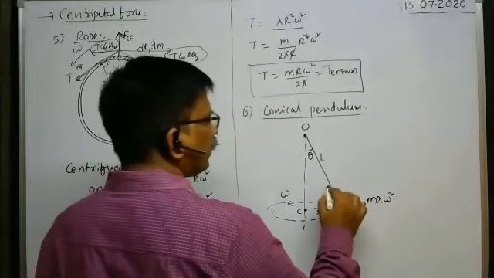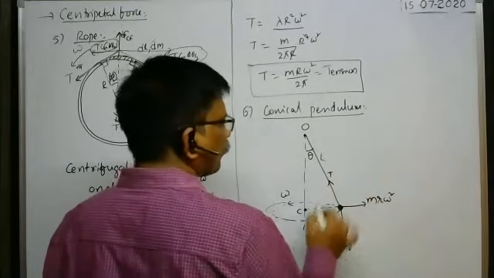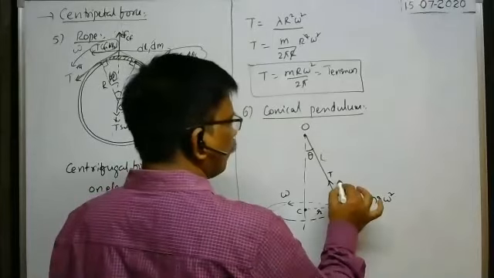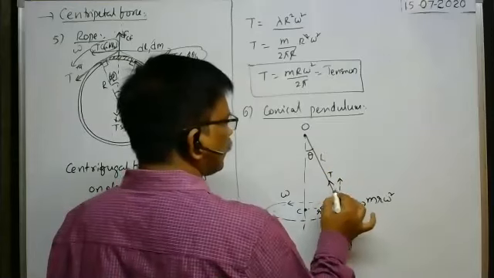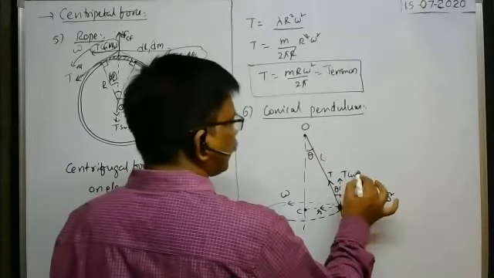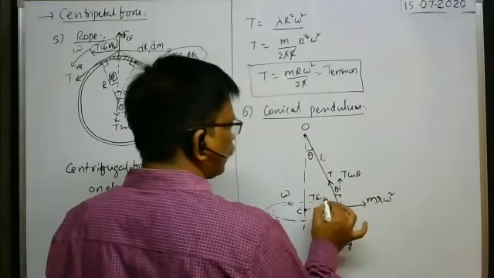Next, definitely the tension in the string acts in this direction. Resolve the tension into components. One component in this direction, another component in this direction. If the angle is theta, this is theta. So the tension component in this direction is T cos theta, and in this direction, T sin theta.